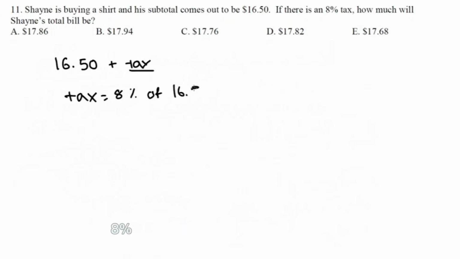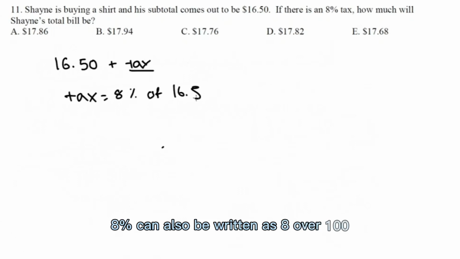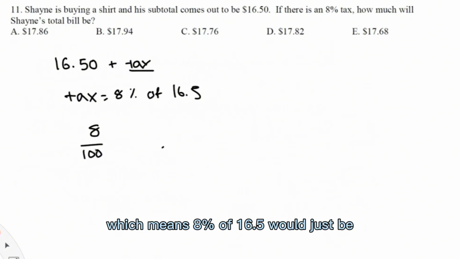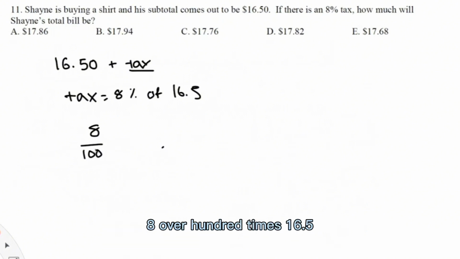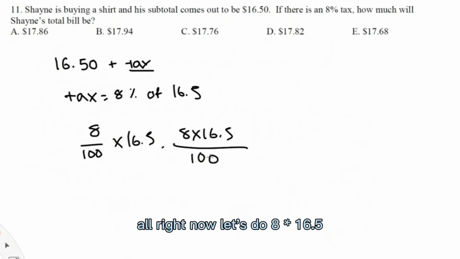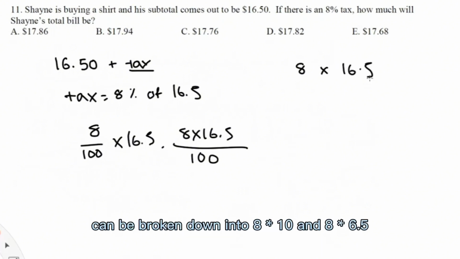$16.50. 8% can also be written as 8 over 100, which means 8% of 16.5 would just be 8 over 100 times 16.5. This becomes 8 times 16.5 over 100. Alright, now let's do 8 times 16.5. So 8 times 16.5 can be broken down into 8 times 10 and 8 times 6.5.